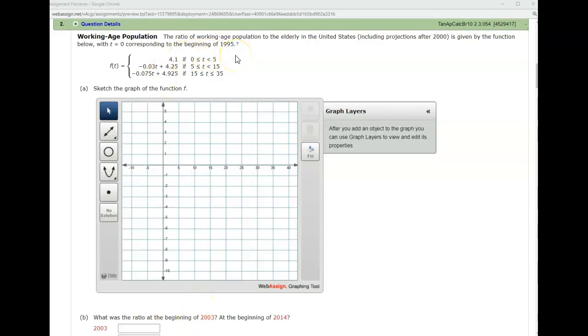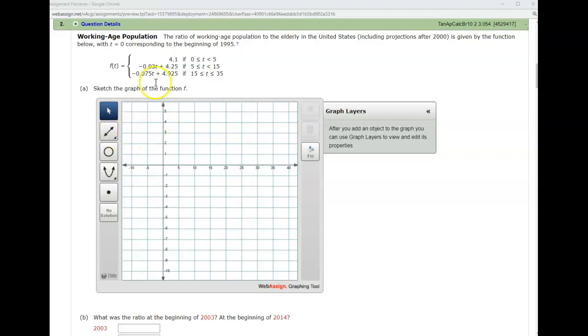I'm going to skip past question 1 and go directly to 2. Question 1 is a little easier version of it, so if you start there, it might make it easier to do this one also. So we have to graph these three pieces, and then we have to figure out a ratio. Now, f of t is the ratio of working age population. When it says ratio here, it doesn't mean you have to find a fraction. It means that you want to figure out a function value given these three pieces.